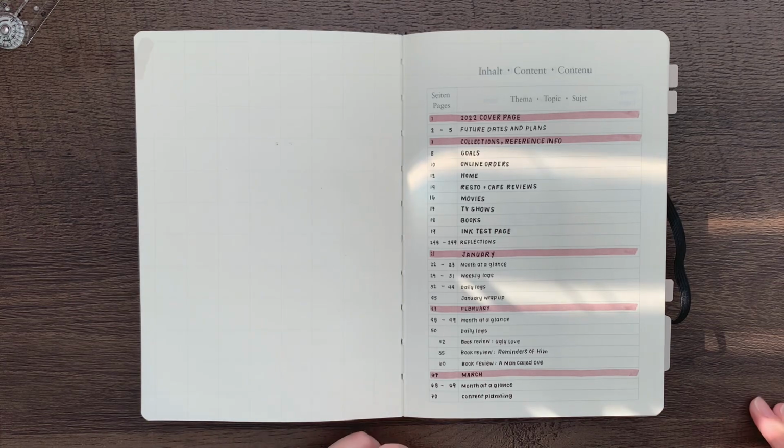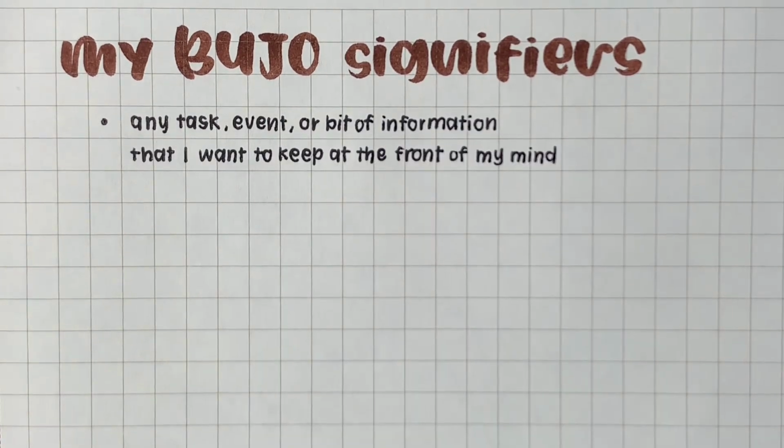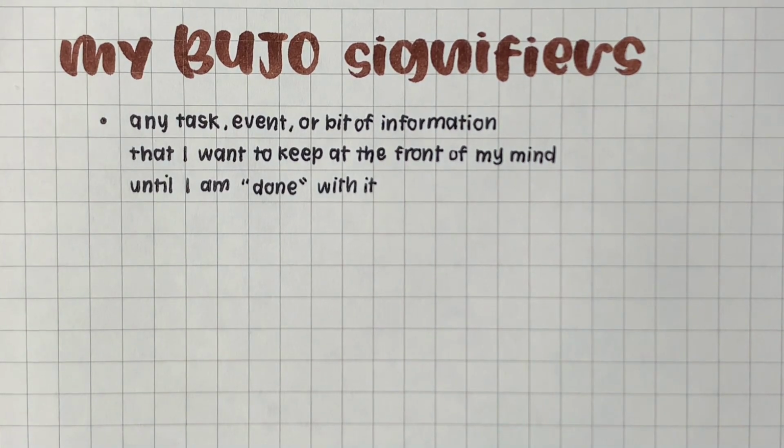And now it's time to go over my bullet journal signifiers. To start out with the basics, any task, event, or bit of information that I want to keep at the front of my mind starts off with a bullet point until I'm done with it.